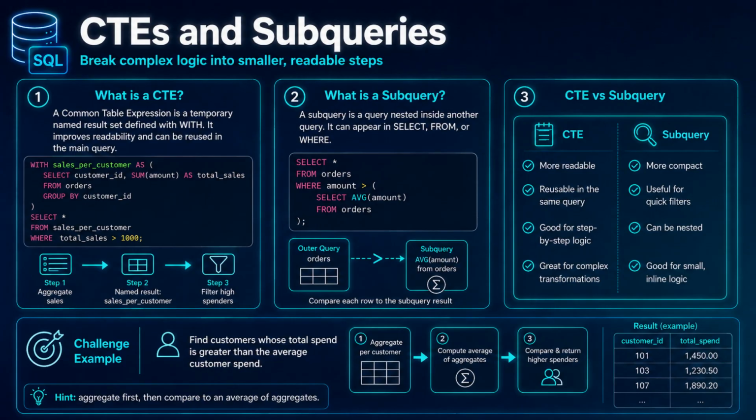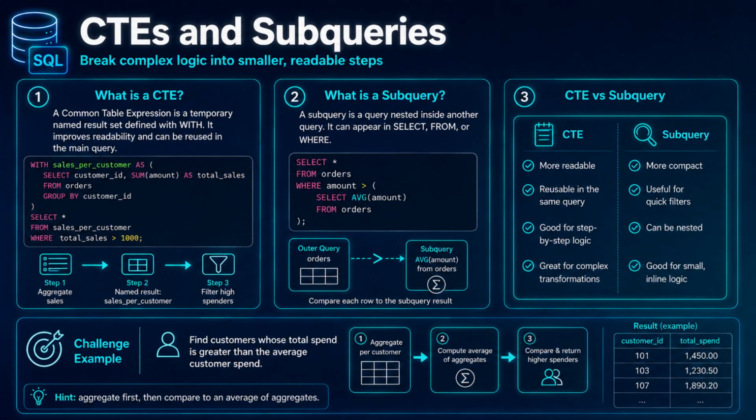So when should you use a CTE and when should you use a subquery? Use a CTE when the logic has multiple steps, when you want better readability, or when you need to reuse a result inside the same query. CTEs are ideal for complex scenarios where clarity is important. Use a subquery when the logic is small, compact, and easy to understand in line. Subqueries are perfect for simple filtering or calculations that don't require splitting the query into multiple parts.